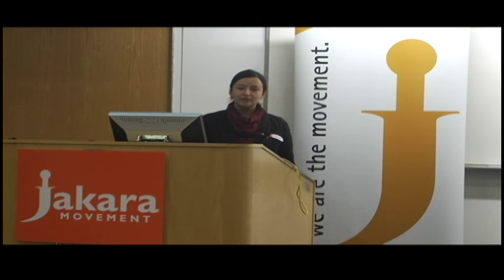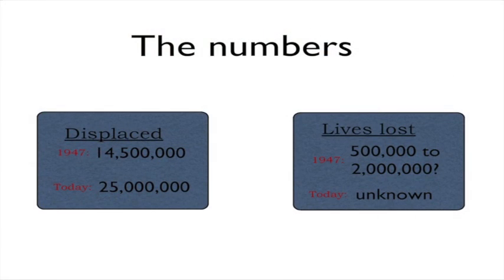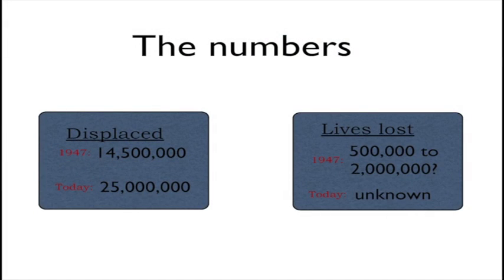So here are the numbers that are generally agreed upon. The number displaced in 1947 was 14.5 million. The reason I wrote it out like this is because that's a really, really big number. That's bigger than countries in Europe. The lives lost, people still don't agree on this. There are people who try to belittle this amount. There are people who try to exaggerate this amount.